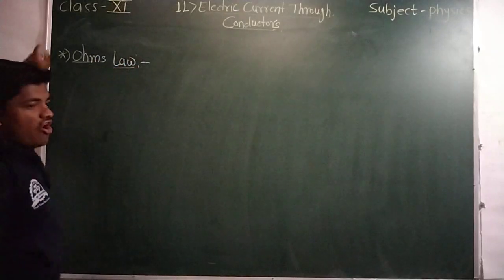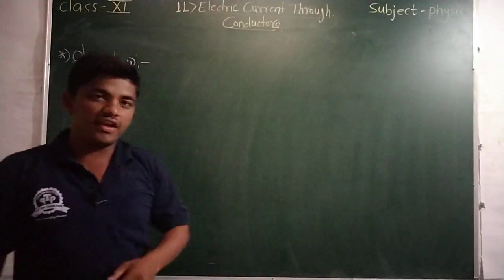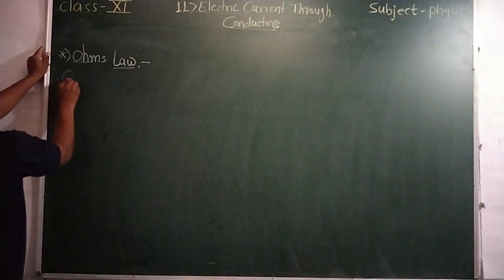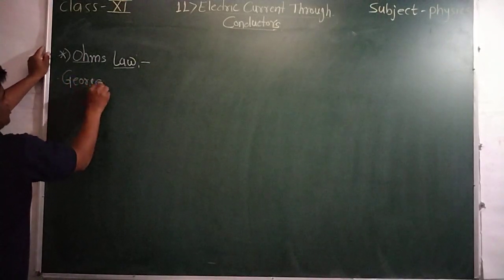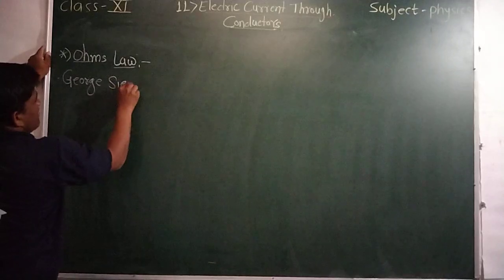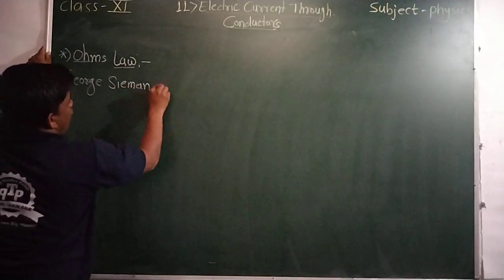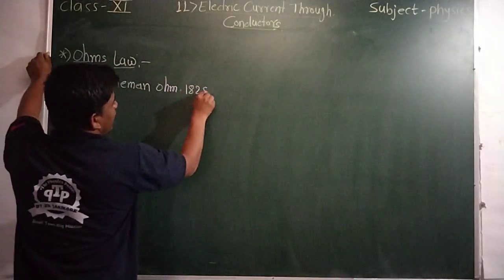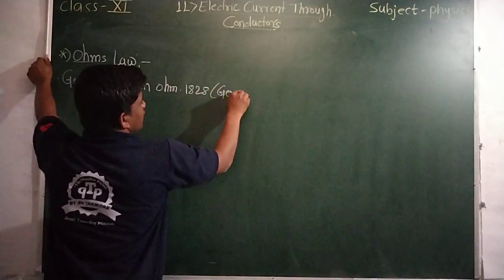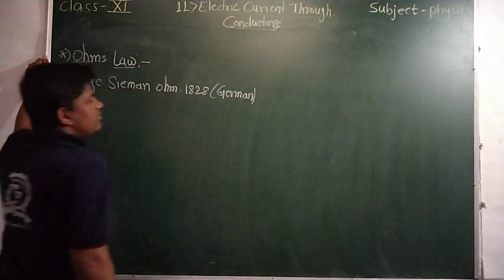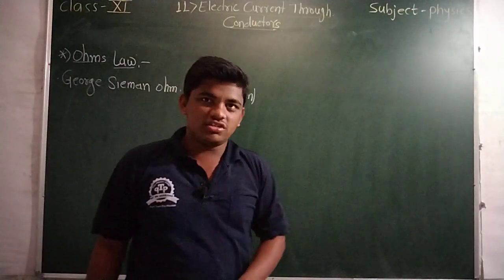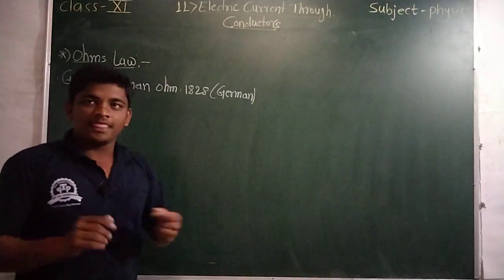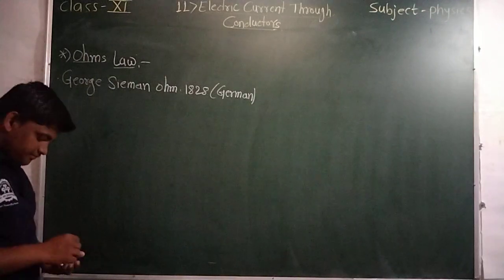Ohm's law. George Simon Ohm, the German scientist, was born in 1828 in Germany. He explained one of the laws about the relationship between potential difference and electric current. This law is called Ohm's law.